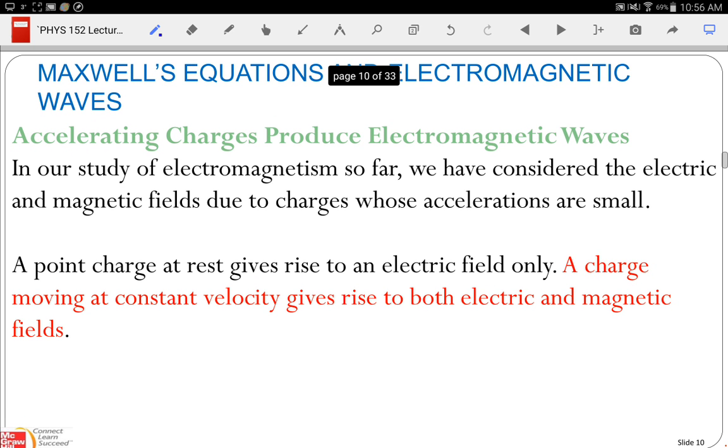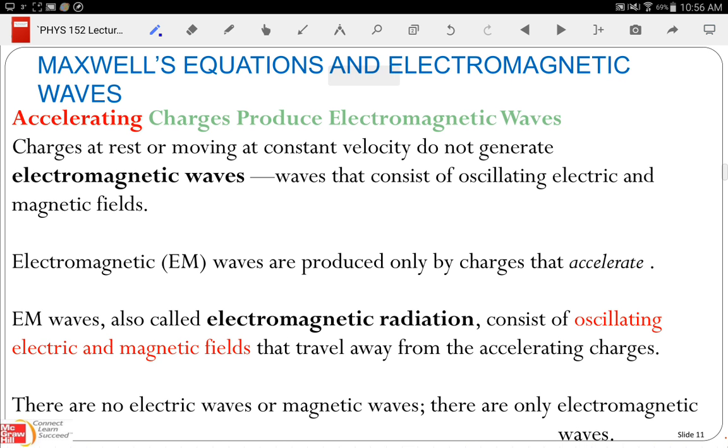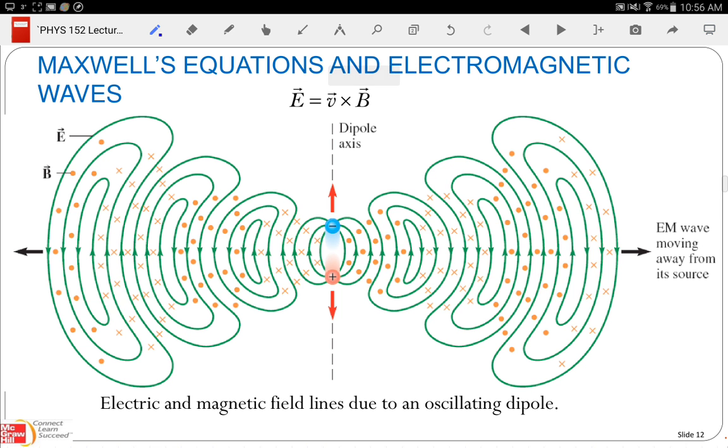Now, Maxwell, looking at those 2 equations, said this predicts a wave. And the waves are created if you have an accelerating charge. If you have a point charge at rest, it'll create an electric field but no magnetic field. If you have a point charge that's moving at a constant speed, it will create both electric and magnetic fields, but it won't create an electromagnetic wave. To create the wave, you have to have an accelerating charge.